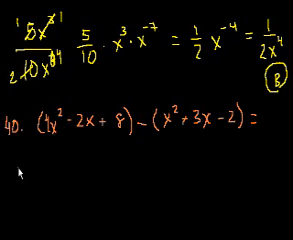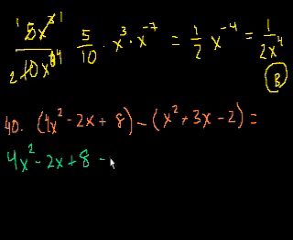So this is equal to 4x squared minus 2x plus 8. And now we distribute this minus over this whole expression. So minus times x squared is minus x squared. Minus times 3x, positive 3x, is minus 3x. The minus 1 times negative 2, well, now they cancel out and you get a plus 2. We switch the sign on everything here because they're all being multiplied by this negative 1.